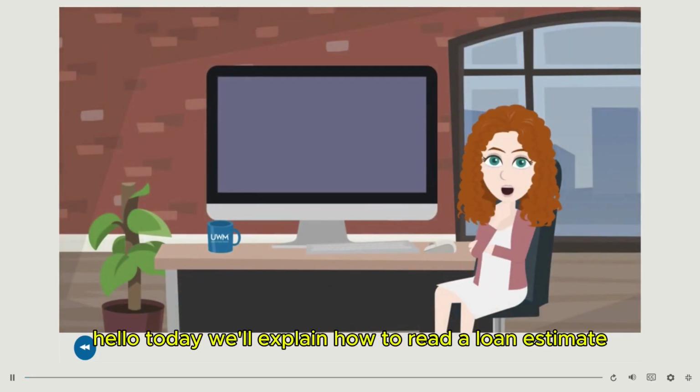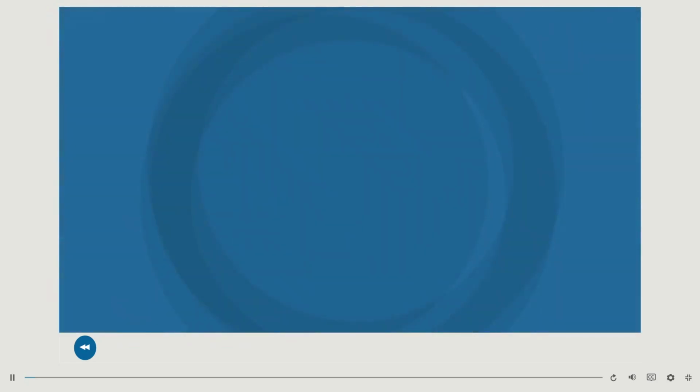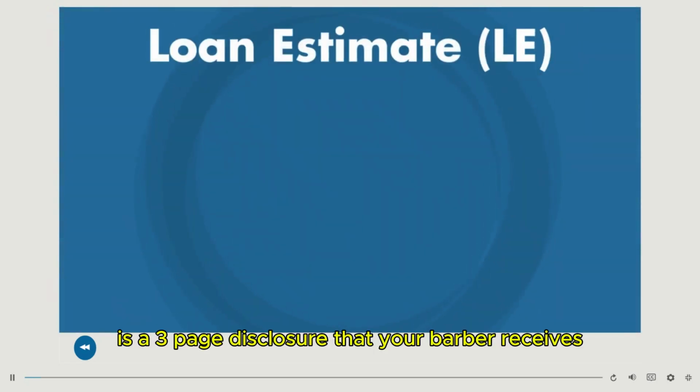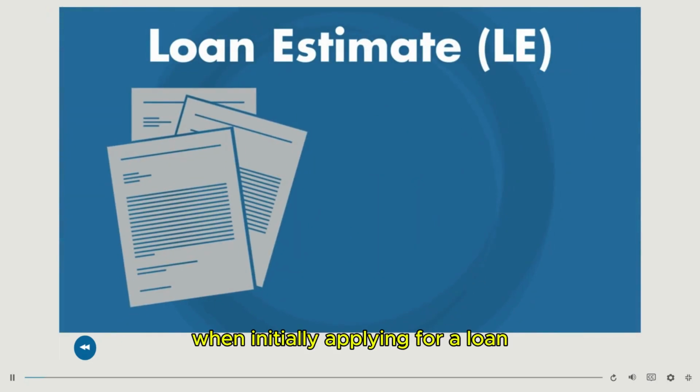Hello! Today we'll explain how to read a loan estimate. A loan estimate, or LE, is a 3-page disclosure that your borrower receives when initially applying for a loan.